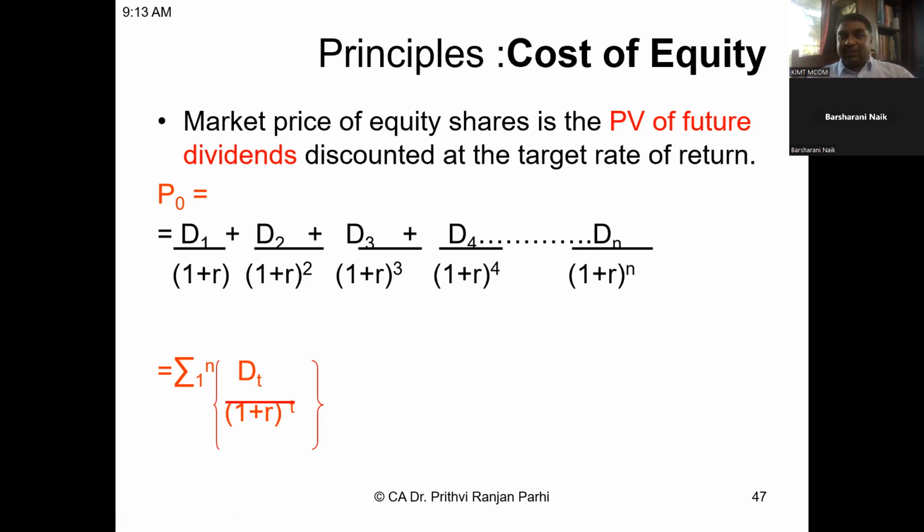This concept only says that the price of the share today is the present value of future dividends. How to convert those future dividends to present value? They have to be discounted. Last class I had shared with you the discounting factor tables. You can refer to those tables, and using that you'll be able to discount the cash flows.